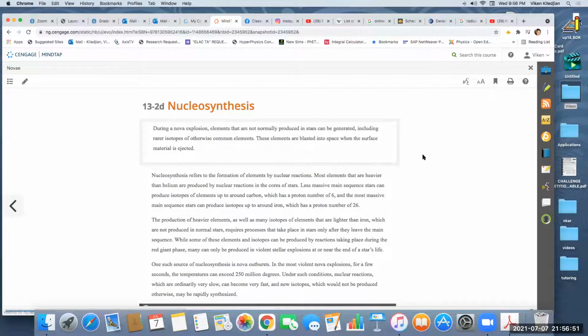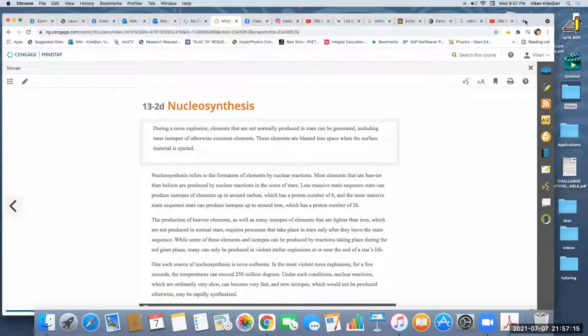Nucleosynthesis. Now you might say, besides being interesting in the fact that these explosions happen, what's the use of knowing this? Well, it ends up that a lot of the material in the periodic table that we know of is only produced during some of these exotic explosions.